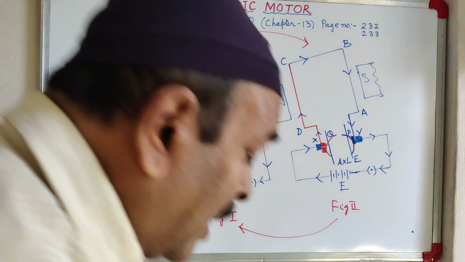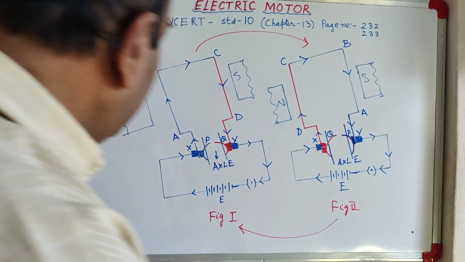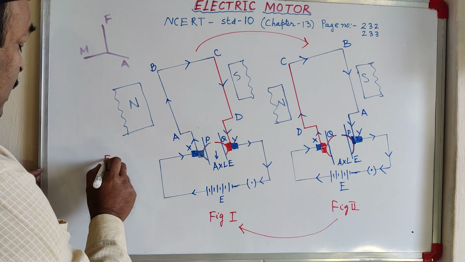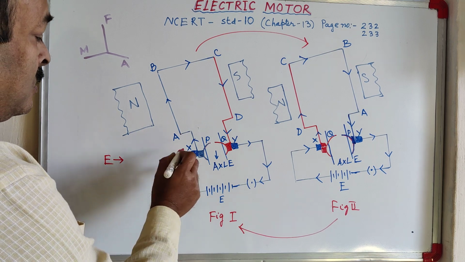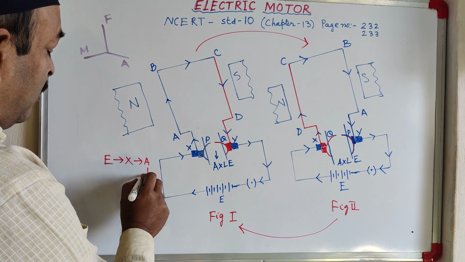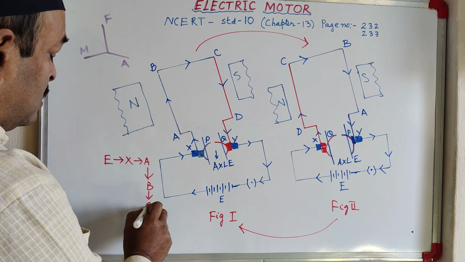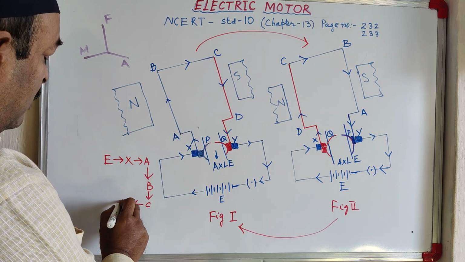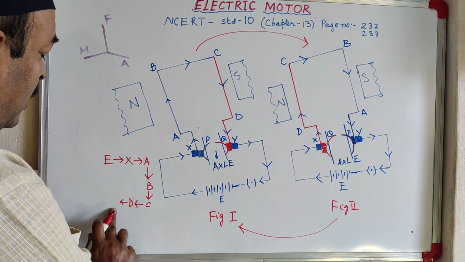Now let us start drawing the direction of the electric current. From here you can see, from E, current is going to X. From X it is going to A. From A going to B. From B going to C. From C going to D. From D it is going to Q.